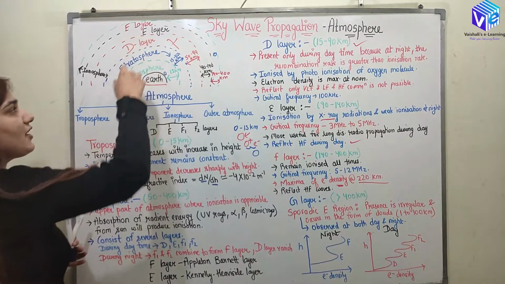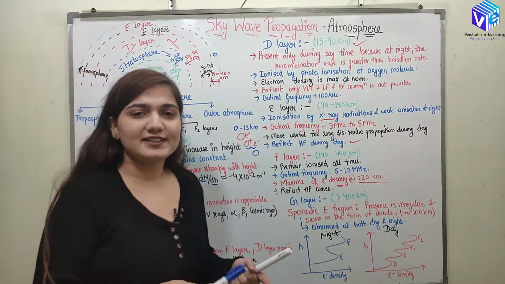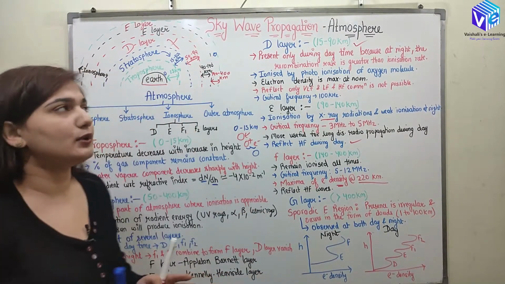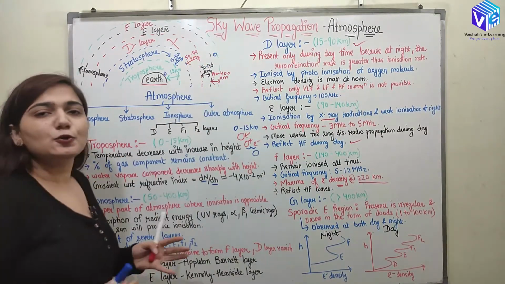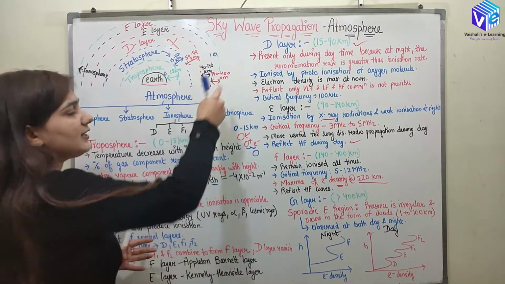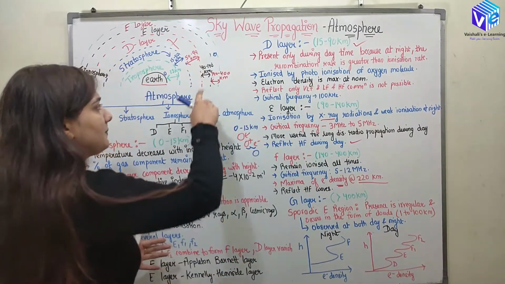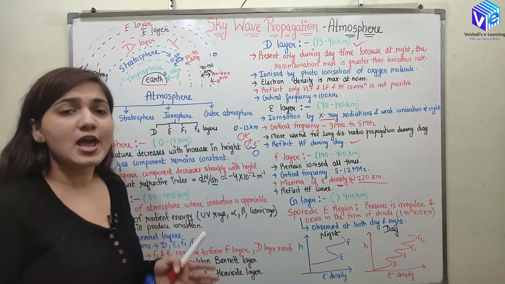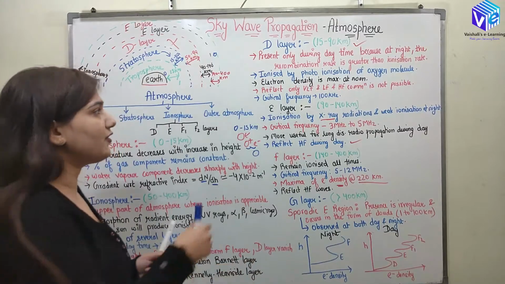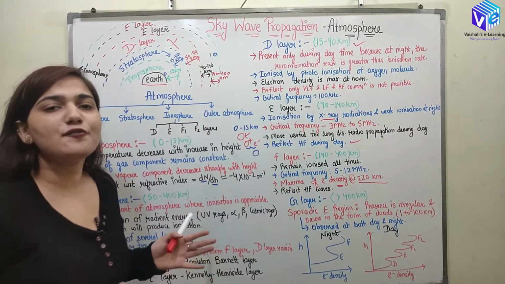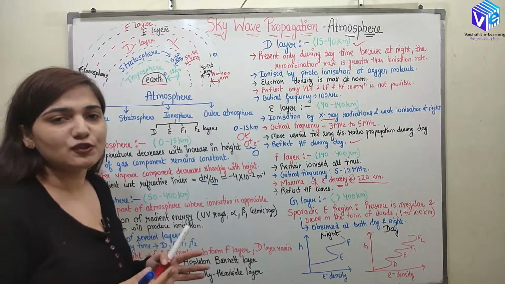Now the ionosphere is further divided into three parts, that is D layer, E layer and F layer. And the F layer is further divided into F1 layer and F2 layer. Coming to the D layer, it is present between 50 to 90 kilometer. After 90 kilometer up to 140 kilometer we have the E layer. The F layer is present between 140 to 400 kilometer, in which the F1 layer is between 140 to 250 kilometer, and after 250 kilometer up to 400 kilometer we have the F2 layer. After that we have the outer atmosphere, which is also called the G layer.